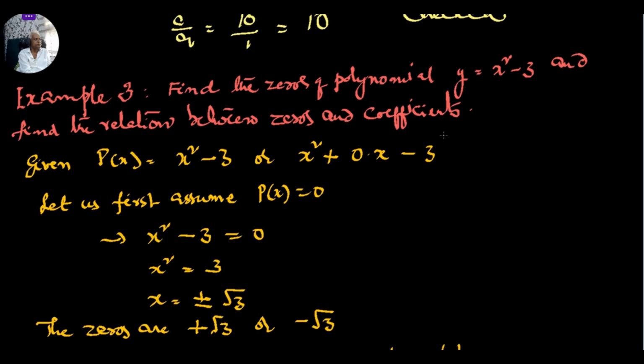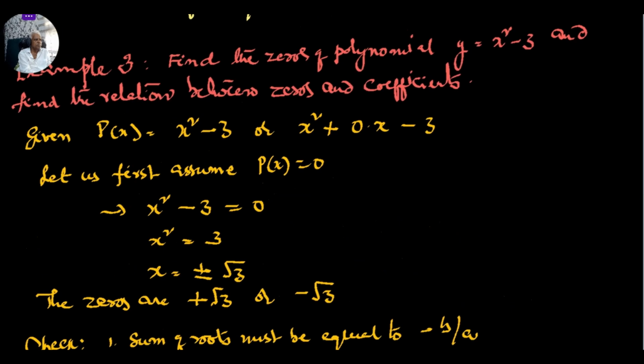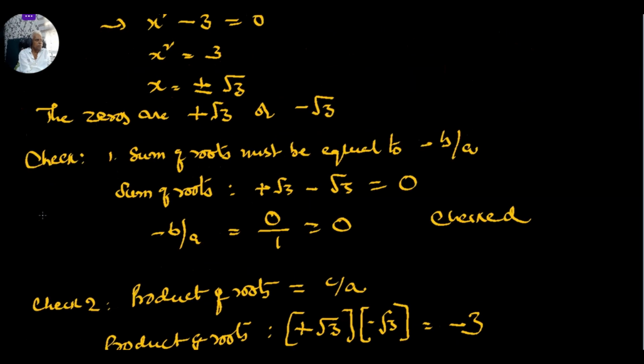Example 3. Find the zeros of the polynomial x squared minus 3 and find the relation between the zeros and coefficients. Similar question, but there is no x term here. So we can write x square plus 0 times x minus 3. If you equate this to ax square plus bx plus c, a is 1, b is 0, c is minus 3.